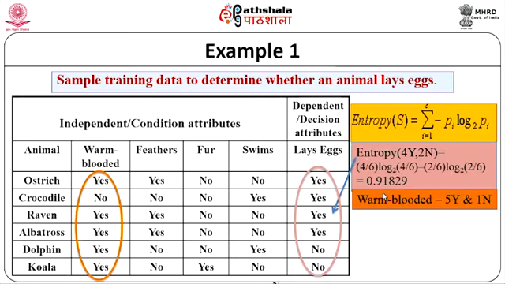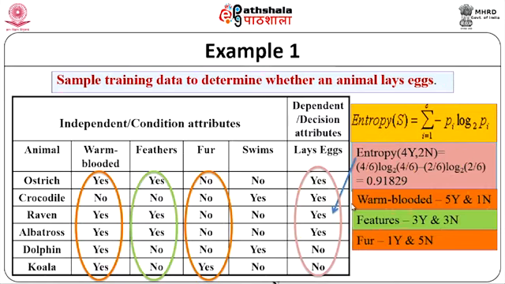Now, if you take warm blooded, you have 5 yeses and 1 no. Here we just have the values, and you calculate the entropy for the decision attribute only. For feathers you have 3 yeses and 3 no's, for fur you have 3 yeses and 1 no, and for swims you have 2 yeses and 4 no's.